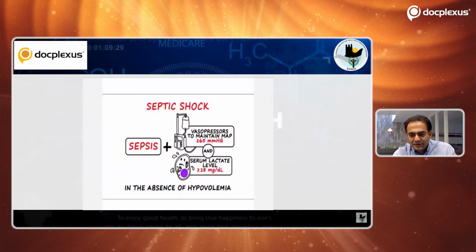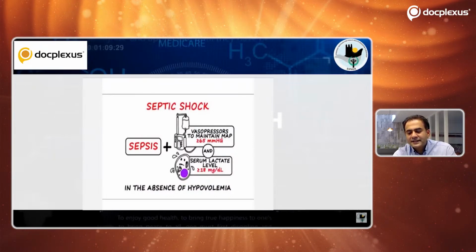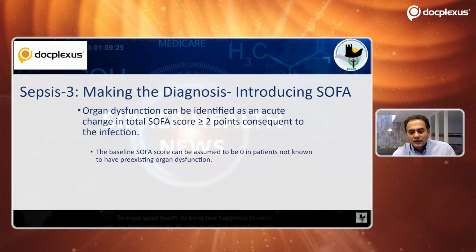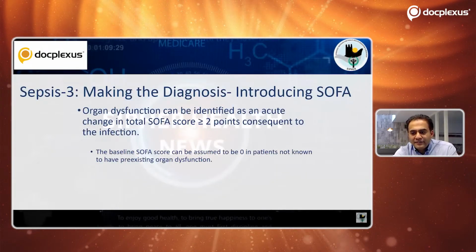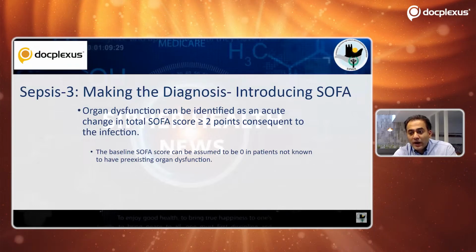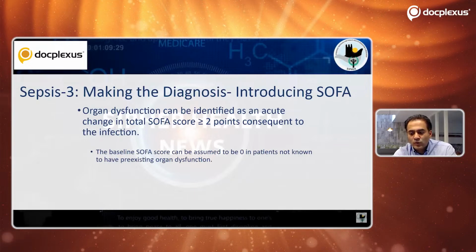Again, septic shock is a requirement of vasopressors and lactate of more than 2 millimoles per liter in the absence of hypovolemia. This is important: we should first adequately resuscitate the patient with fluids. Now, in Sepsis-3, for making the diagnosis, there was an introduction of the SOFA score. SOFA is the Sequential Organ Failure Assessment score, and organ dysfunction is identified by a change of 2 points or more if there is an infection, provided we have a baseline SOFA score, and the baseline is assumed to be 0 if the patient does not have any other comorbidities.